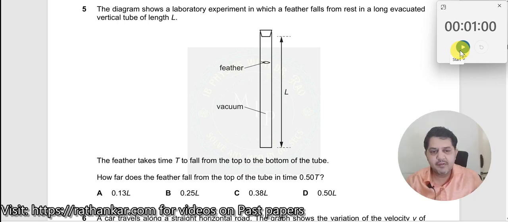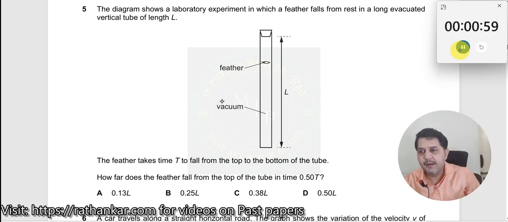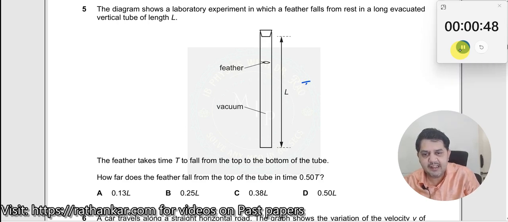Question number 5. The diagram shows a laboratory experiment in which a feather falls from rest in a long evacuated vertical tube of length L. This is the vertical tube. So you start from here and it falls over here. It takes a time t. Now the feather takes a time t to fall from the top to the bottom of the tube.